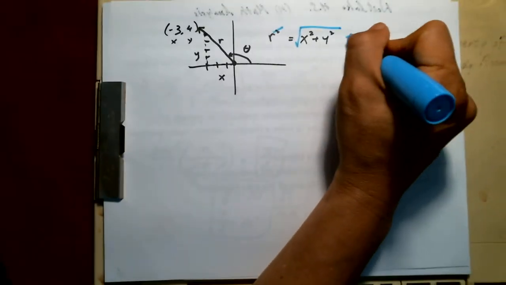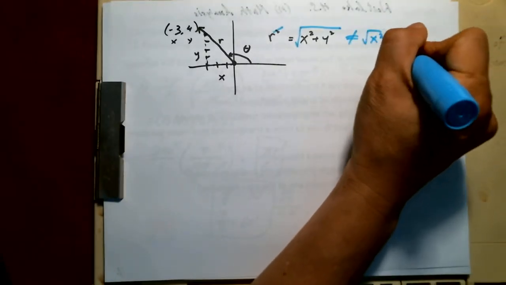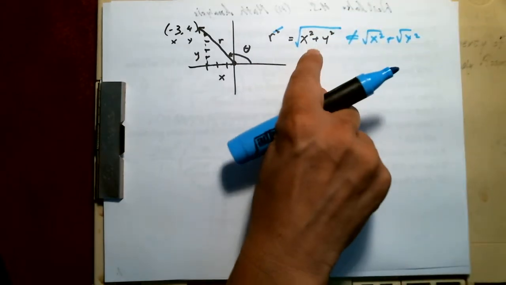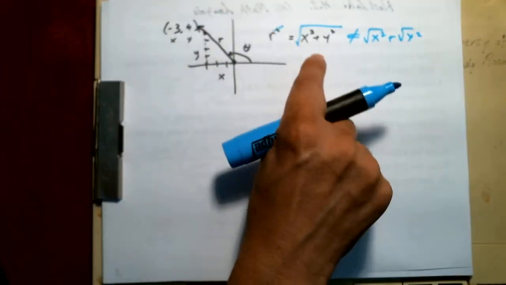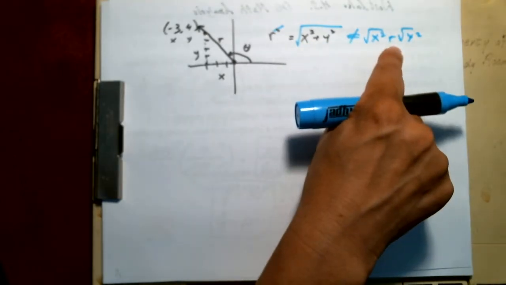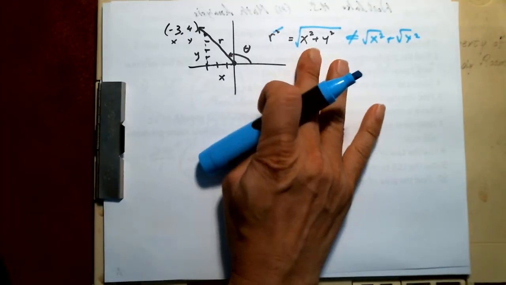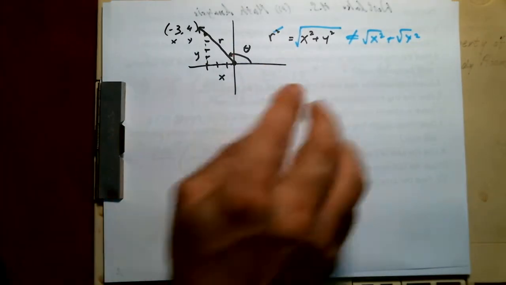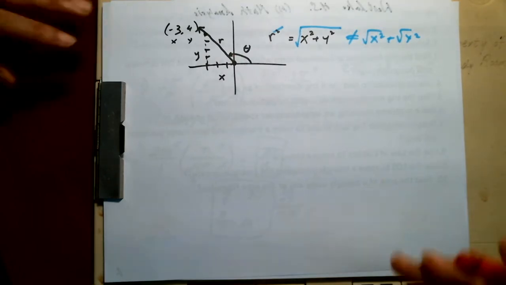Remember that this does not equal the square root of x squared plus the square root of y squared. It does not equal that, because you're adding right here. You have two different terms. If you're multiplying, yes, then that equals the square root of x squared times the square root of y squared. But since we're adding two terms, we cannot change it into two partial roots.